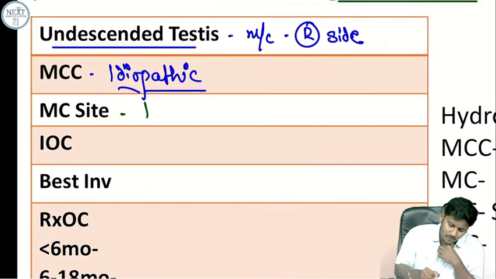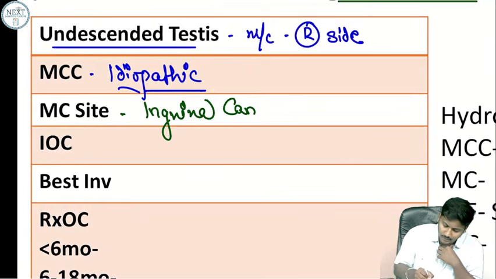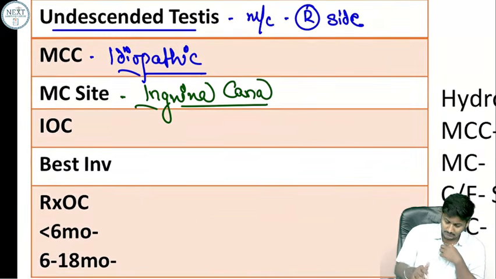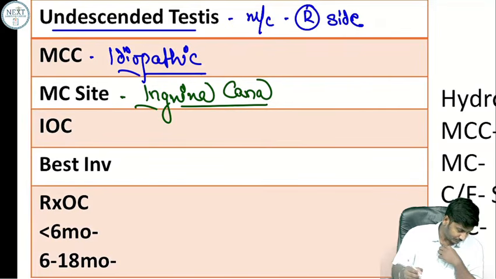Most common site, I hope all of you are quite aware, it is inguinal canal. The most common site for the undescended testis or for a cryptorchidism is nothing else but inguinal canal. That is important to be remembered. Okay.